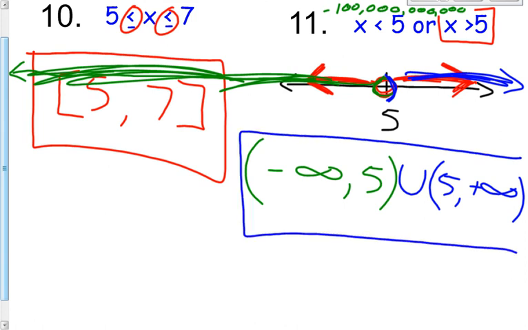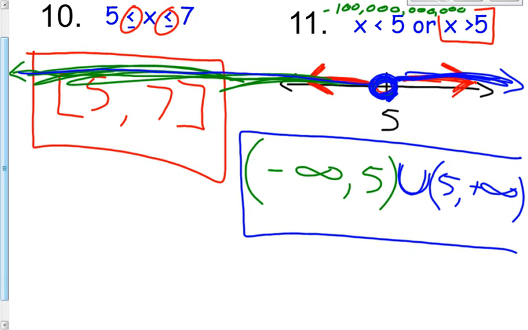Negative infinity to 5, that covers all this. And now it doesn't include 5, there's an open circle there, but we're going to have a union. It picks up on the other side of 5 all the way to positive infinity. So that's going to be our answer for number 11.